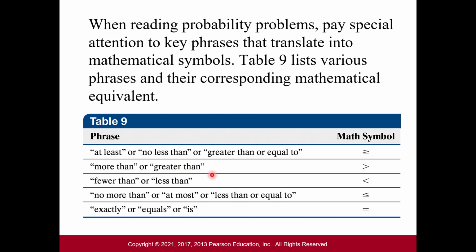More than or greater than, same inequality symbol, but no bar underneath. Fewer than or less than is just facing the other direction. And then no more than, at most, less than or equal to is our same inequality symbol facing the other way with a bar underneath. And then exactly, equal, or the word is, is an equal sign.